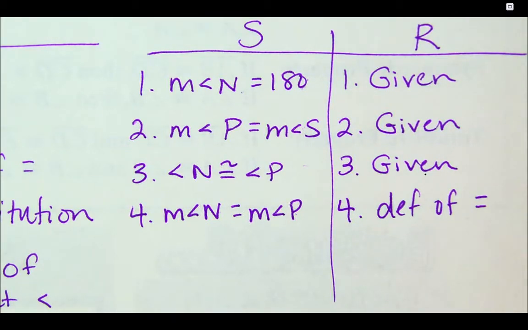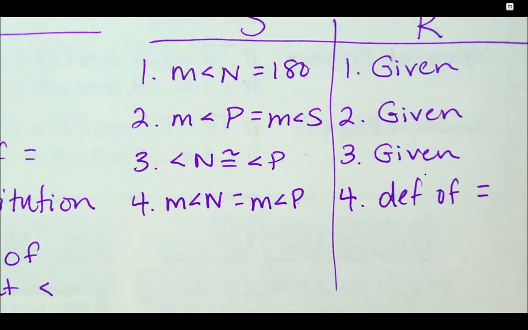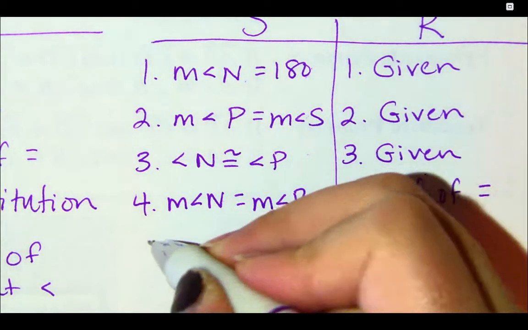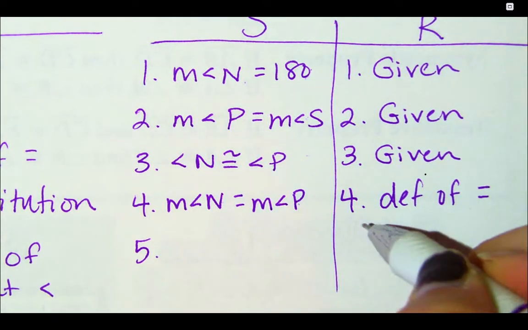You just want to pick one and see if it helps. Sometimes that's the best way to go about a proof. Well, if the measure of angle N is equal to the measure of angle P, so if we switch, the measure of angle P is equal to 180. Okay. And then that's equal to S. Yep, and then we can do... You got it. Yep. We just need to write each line.